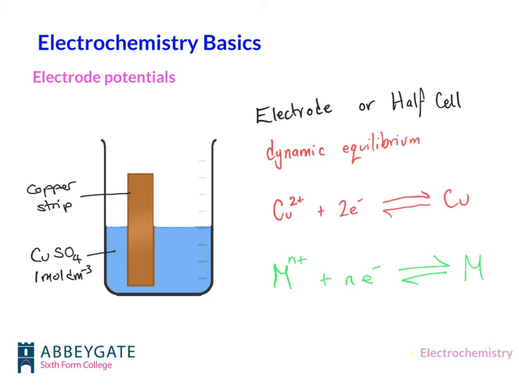Now, if our equilibrium lies on the left-hand side, what does that mean? If you've got an equilibrium that lies on the left-hand side, it's going to favour being in the ionized form, so in the Cu2+ form. So if it lies on the left, it's going to be negatively charged because it's going to have excess electrons. So if it lies on the left, then it's going to be a negative electrode.